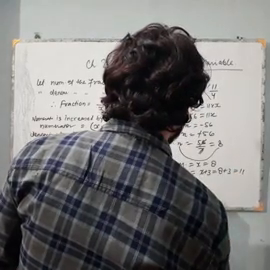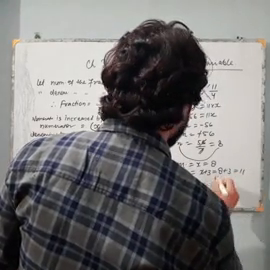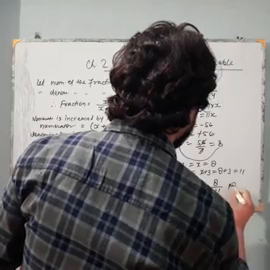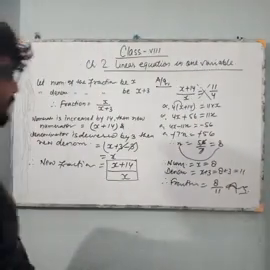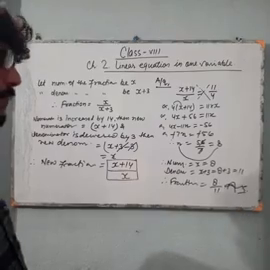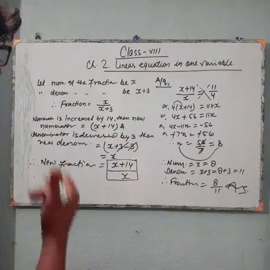Hence, fraction is equal to numerator by denominator, means 8 by 11. It is our answer. Got it? I hope you got it.